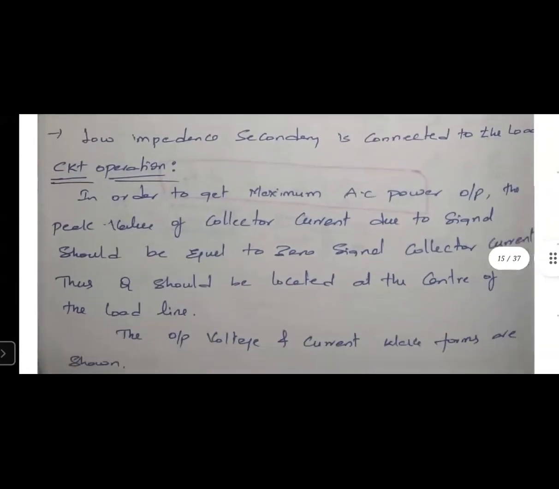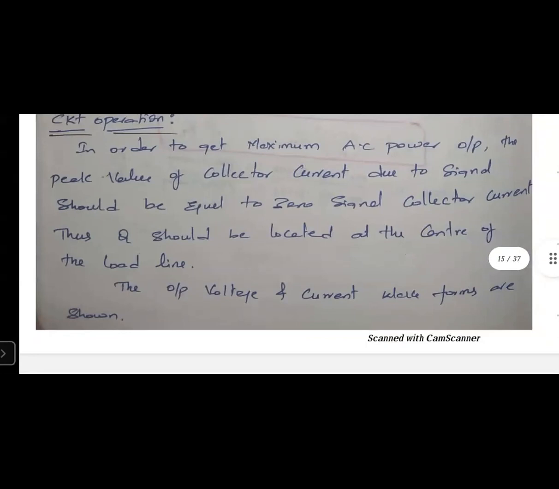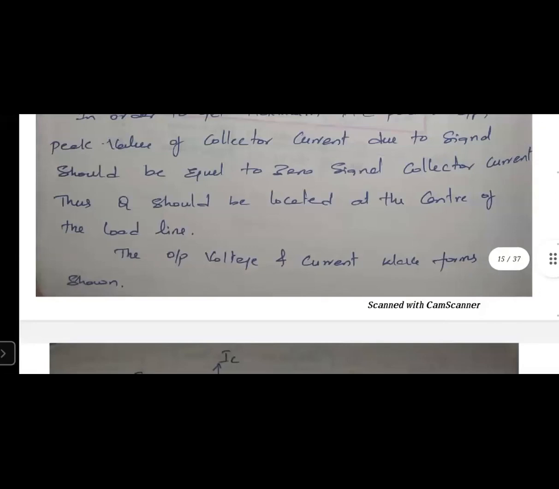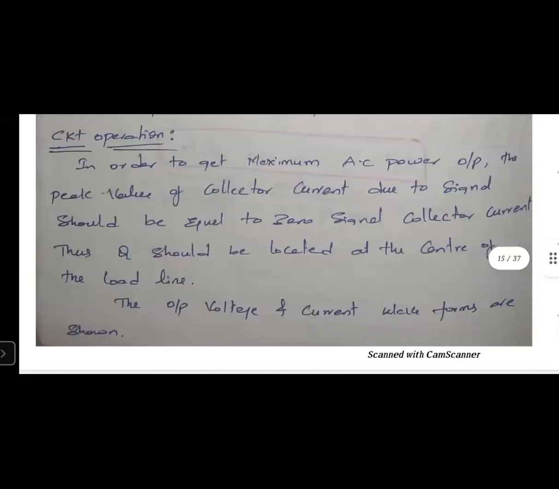Now, if you go for the circuit operation, in order to get the maximum AC power output, the peak value of the collector current due to the signal should be equal to the zero signal collector current, and the peak collector voltage equal to the zero signal collector voltage. The Q point should be located at the center of the load line. As we know, a class A amplifier is operated with the operating point fixed at the midpoint of the load line characteristics. Whatever the maximum currents are, they will swing between these operating values, ICEQ maximum to ICEQ minimum. Similarly, VCE maximum to VCE minimum.